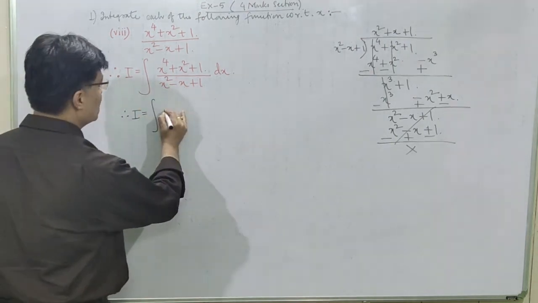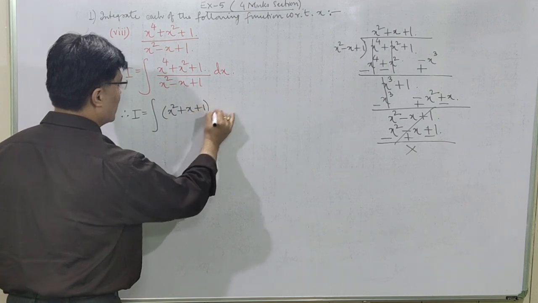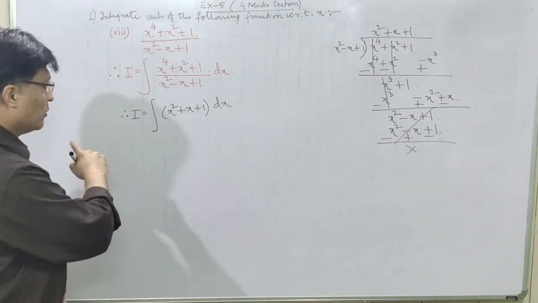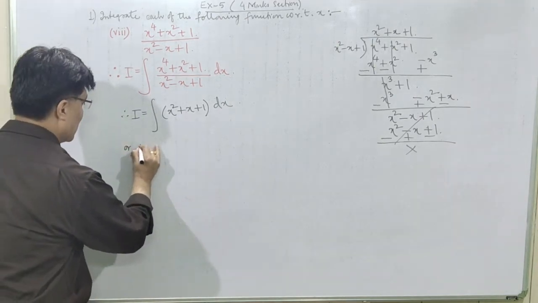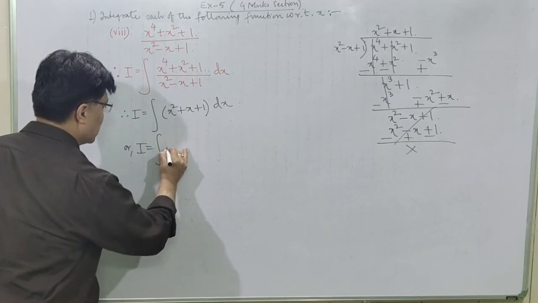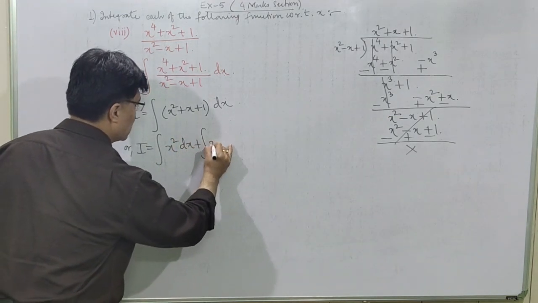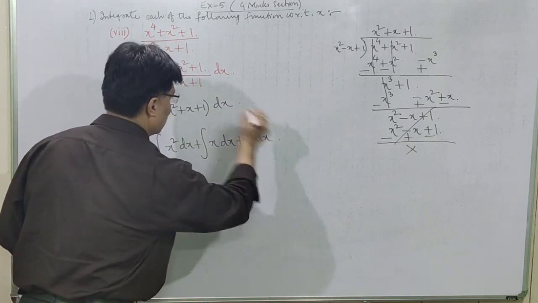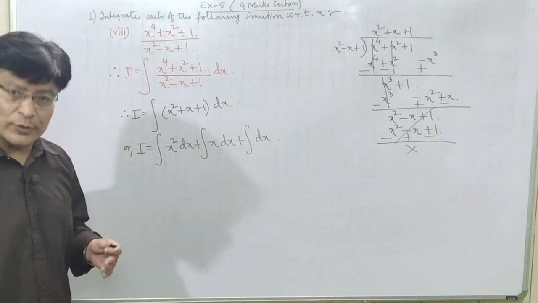Okay. So therefore, I is equal to integration of. So what is the quotient here? It is x square plus x plus 1. Then we can write dx here. Okay. So now we can separate it and then you can easily integrate it. So I is equal to integration of x square dx plus integration of x dx plus integration of dx. Okay, so we are separating the term out here to integrate.